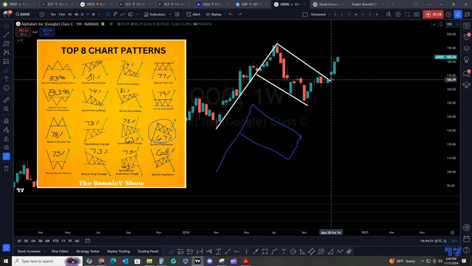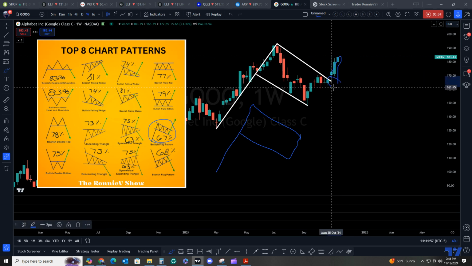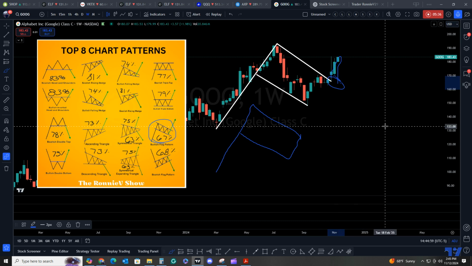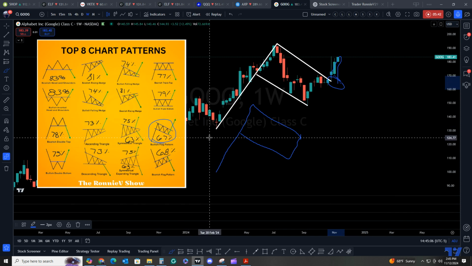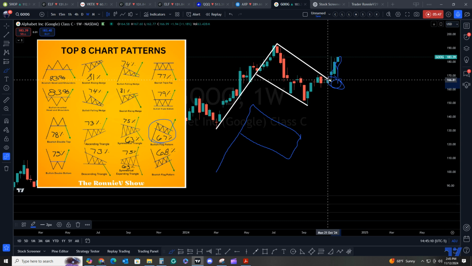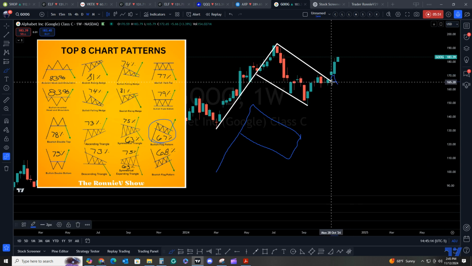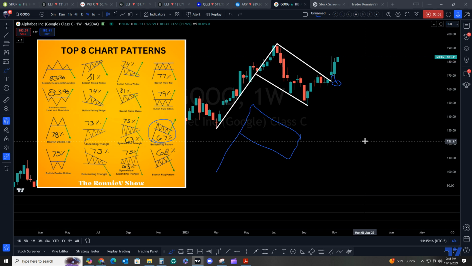Okay. So another thing I like to look for is when we have a breakout, I like to look for a pullback to retest the area that we broke out of. I always say 80 to 90% of breakouts, no matter what charting pattern we're talking about, will pull back at some point, usually right after the breakout. They'll retest and then they'll head higher.